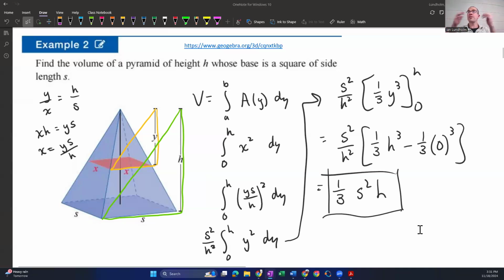And that's true for these pyramids. They are 1/3 the volume of their corresponding prism. So yeah, doing s squared for the area of the base and then times the height, this is the correct geometric formula for the volume.